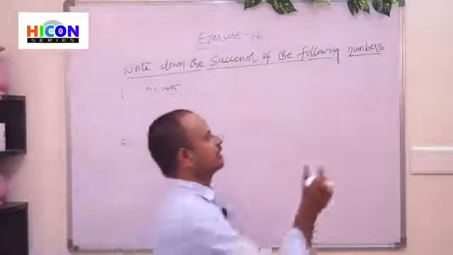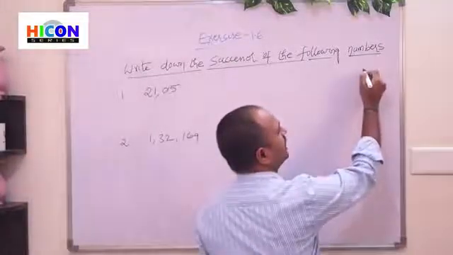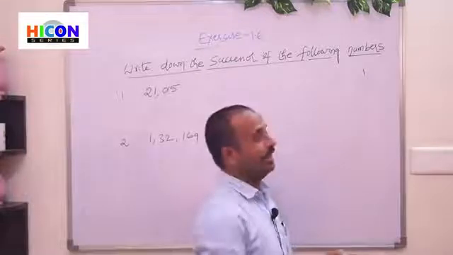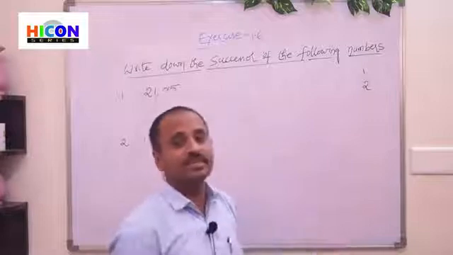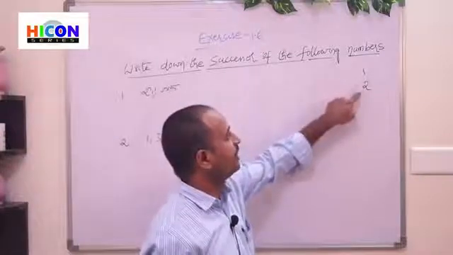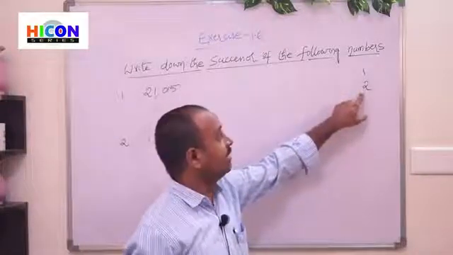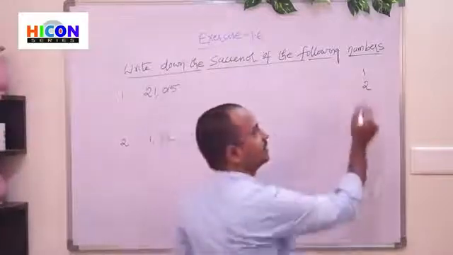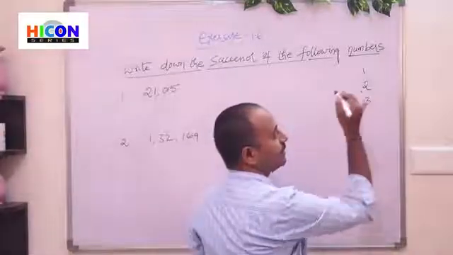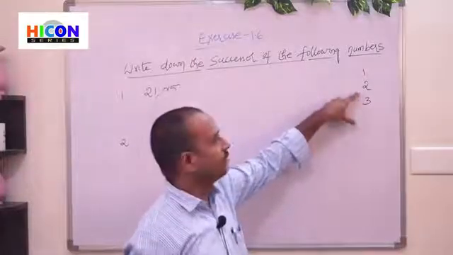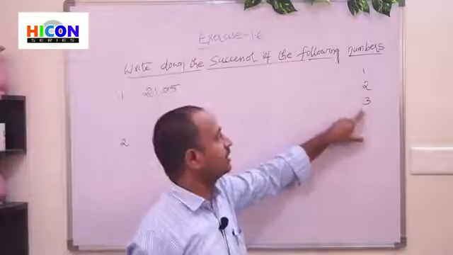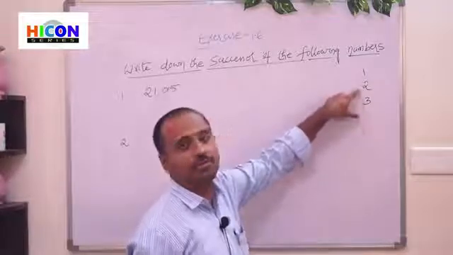So children, for example, the first number is 1 and its successor is 2. How can we obtain its successor? By adding 1, we get 2. And what is the successor of 2? The successor of 2 is 3. How can you obtain 3? By adding 1 to 2, we will get 3. So that's why 3 is called the successor of 2.